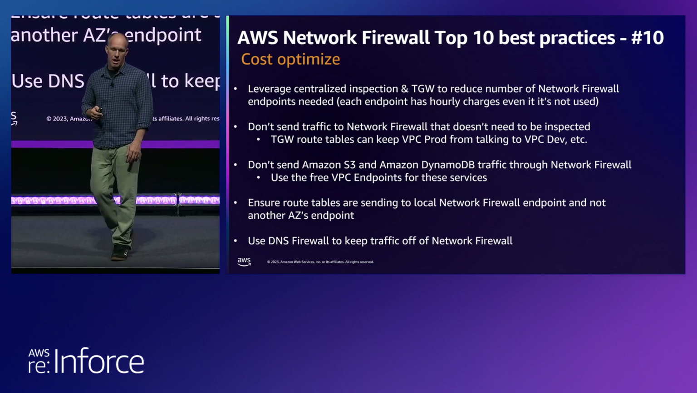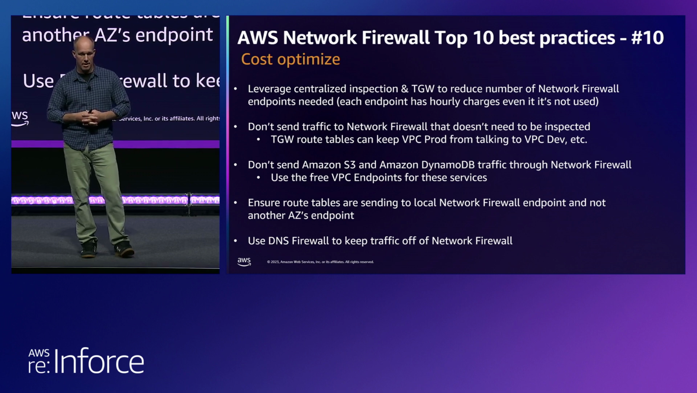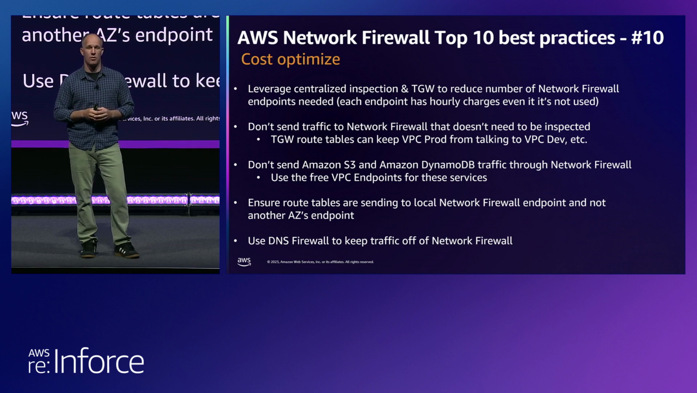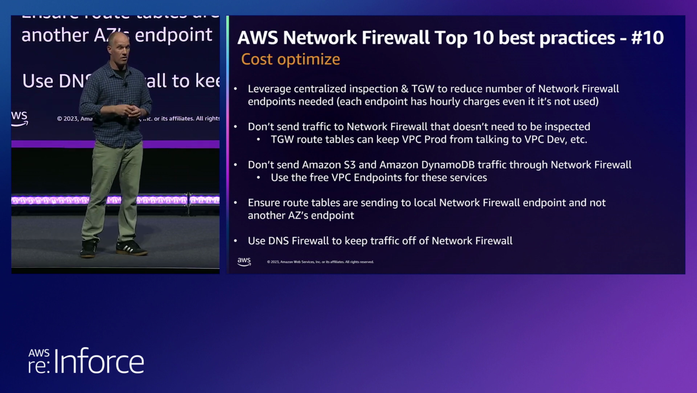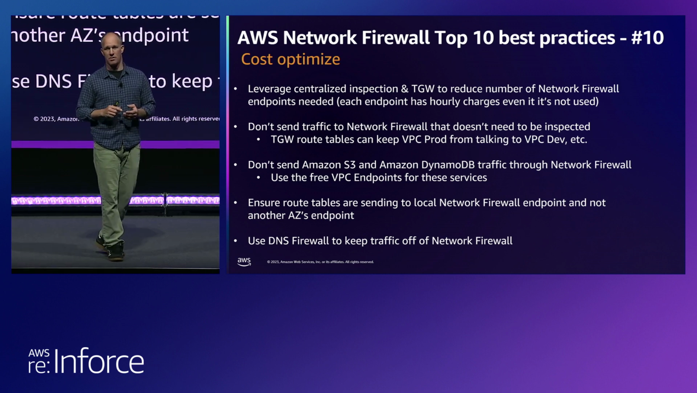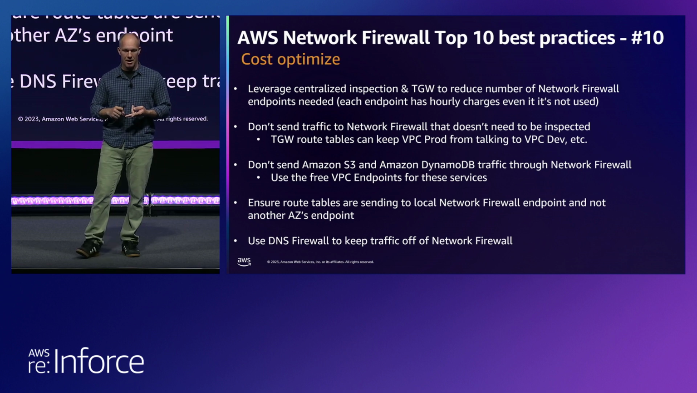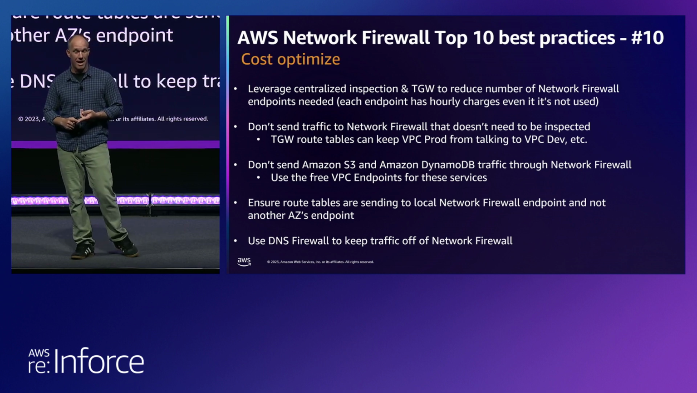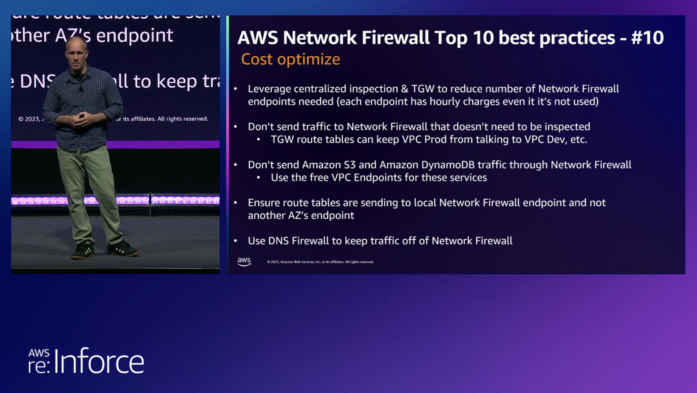Number 3 here is around Amazon S3 and DynamoDB. Both have gateway endpoints, VPC endpoints, that you can leverage so that your workloads have direct access to those services without having to transmit that data over Network Firewall. So Network Firewall's costing is around endpoint hours as well as data processed. And you can imagine some environments have a lot of S3 data that would be processed that you may not actually need Network Firewall inspection for.